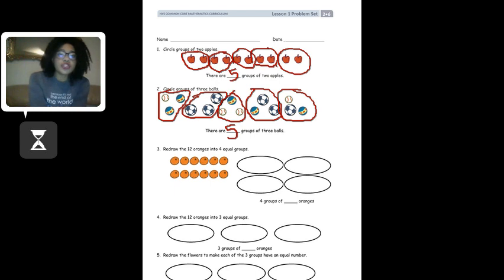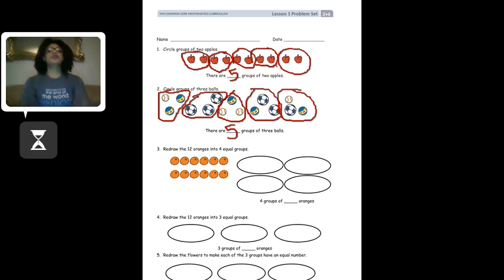So let's see. Redraw the 12 oranges into 4 equal groups. That means we're going to have 4 circles, and they already have the circles for us. If you look right here on the screen, they have 1, 2, 3, 4 circles that we're going to use, and we're going to place each orange in each circle. So we could pretend like each circle is a basket, and we're going to put the same number in each basket so that each person can have the same amount of oranges in their basket, because we want to make sure everything is fair and everybody has the same amount.